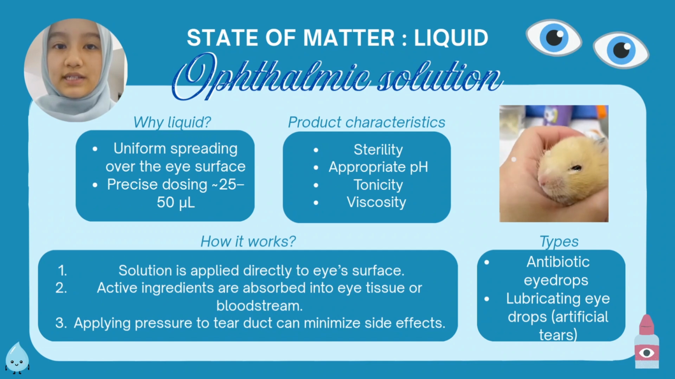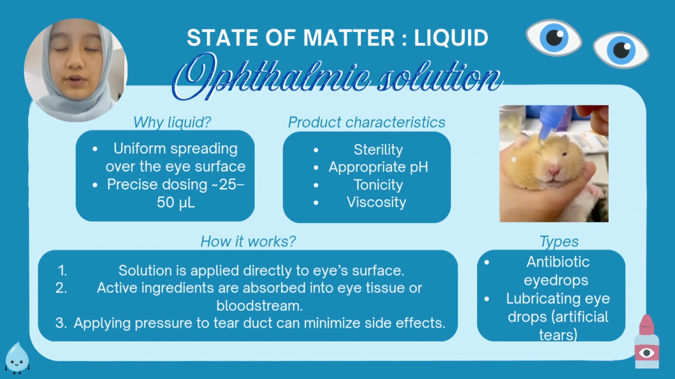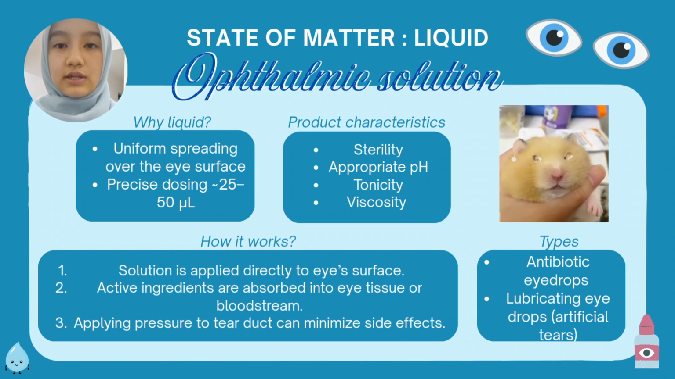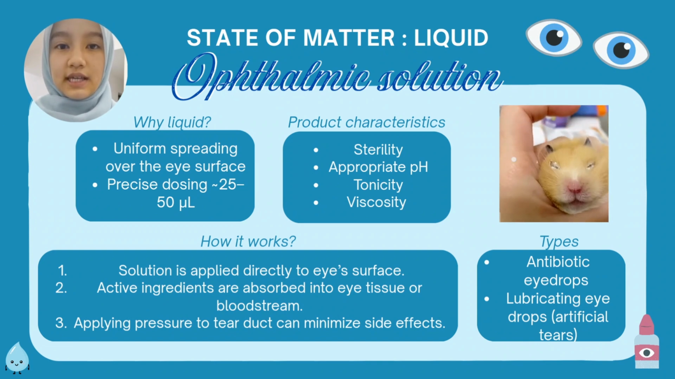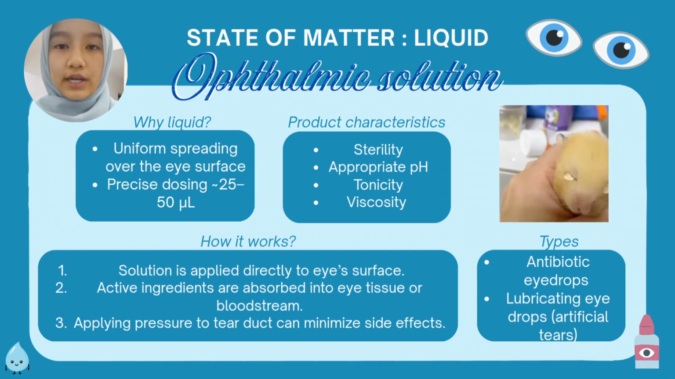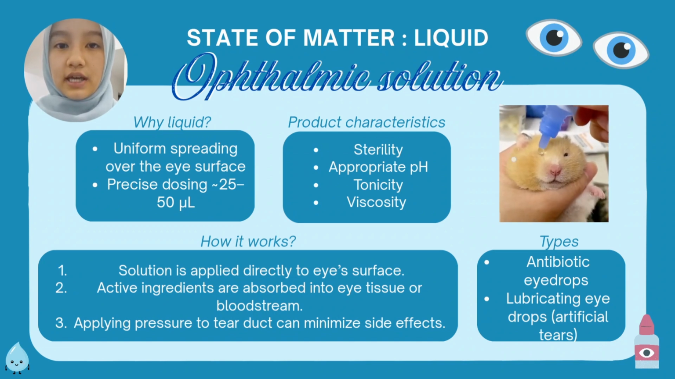So to make an ophthalmic solution, we must have these characteristics. The first one would be sterility, free of microorganisms to prevent eye infections, and then appropriate pH matched with natural tear fluid, which is pH 7.4, tonicity, isotonic with tear fluid, 0.9% sodium chloride solution, and viscosity, where optimal viscosity is maintained by thickening agents.